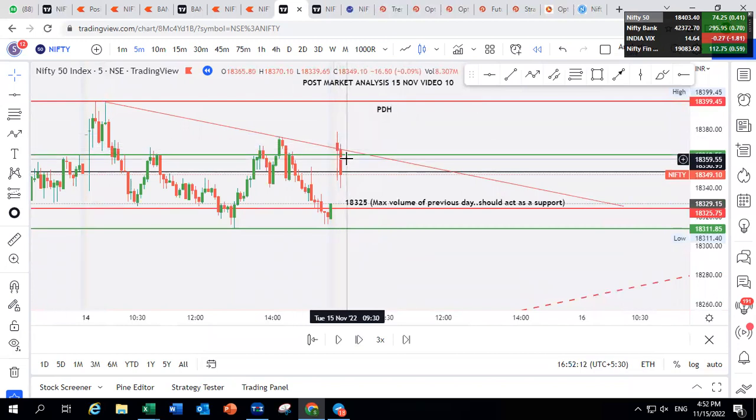But then a couple of things came to my mind. 18350 is the mother resistance, or the mother support, that has been broken. So this does not become a support now. But if I take a put here, then I have already identified 18325 as my major support point.